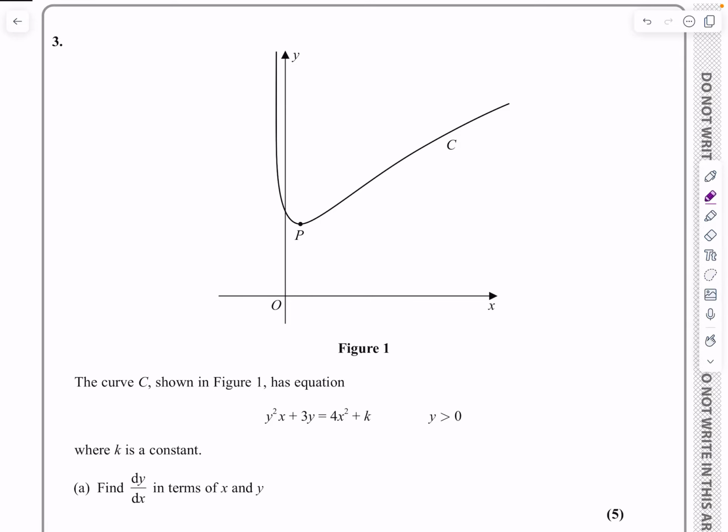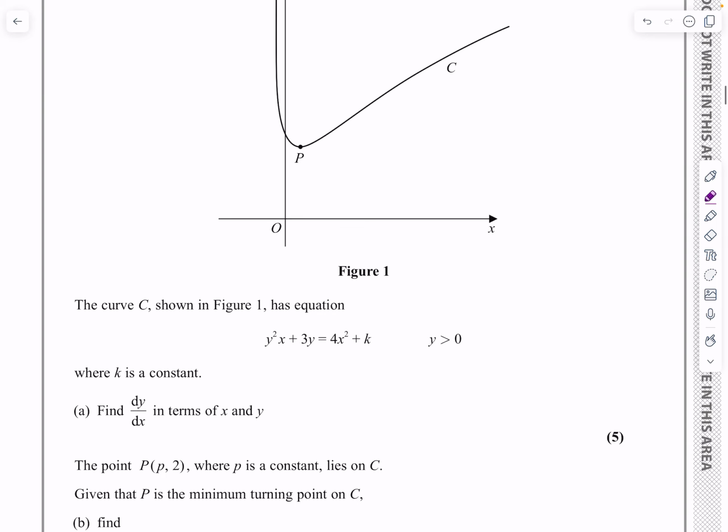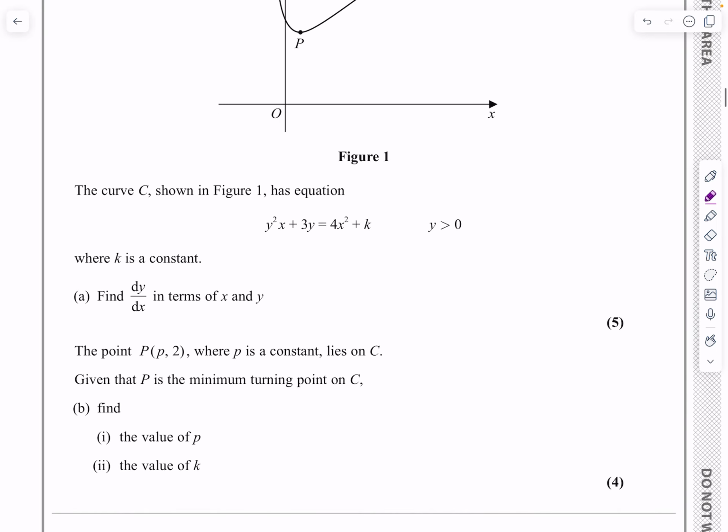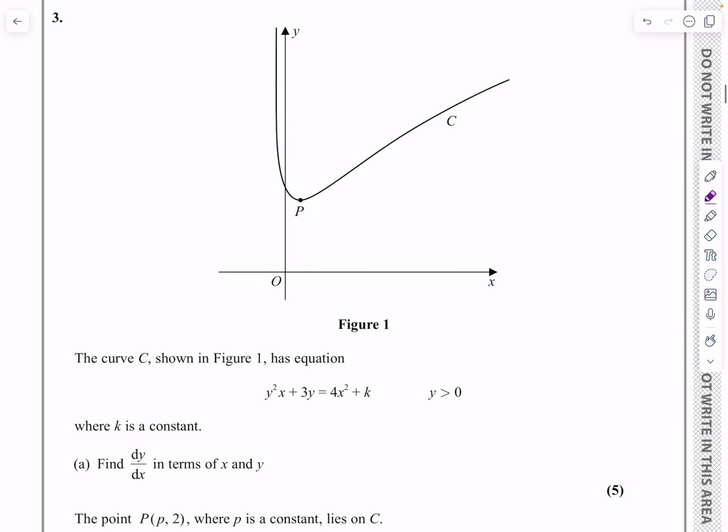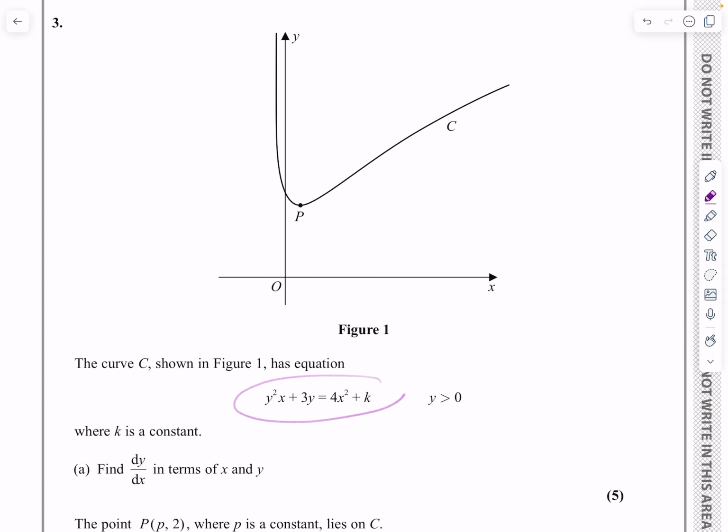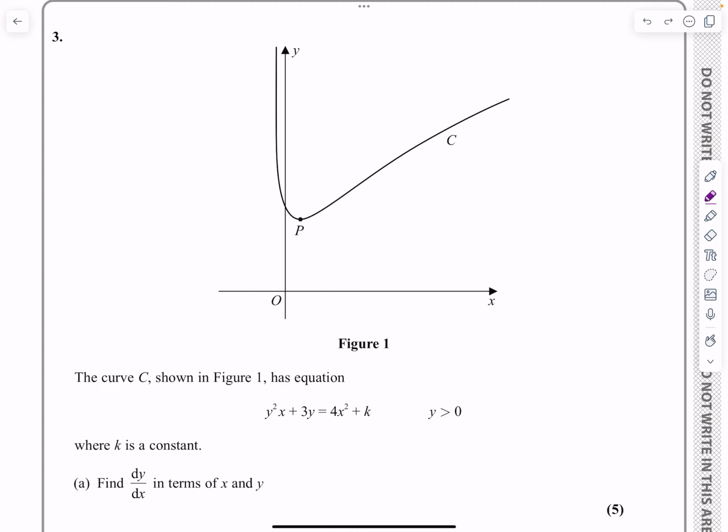Okay, this is the P4 paper from January 2024. This is question number 3, and if I show you it in its entirety, this is a differentiation question, and in particular, this is differentiation of parametric functions. So let's just have a look at it.